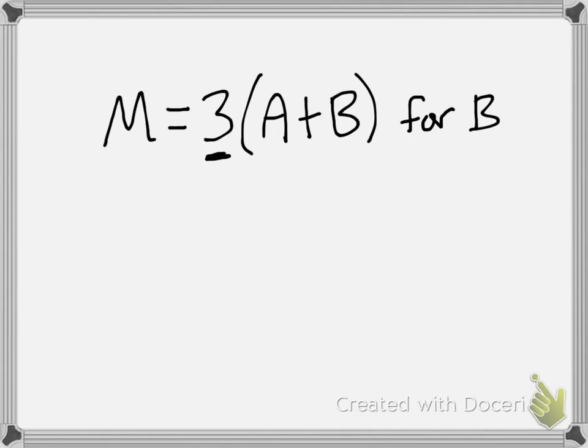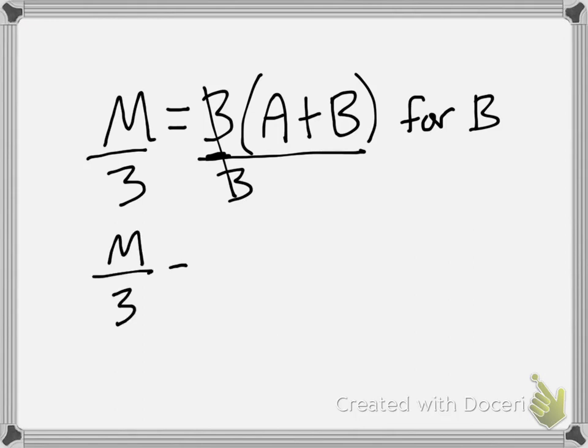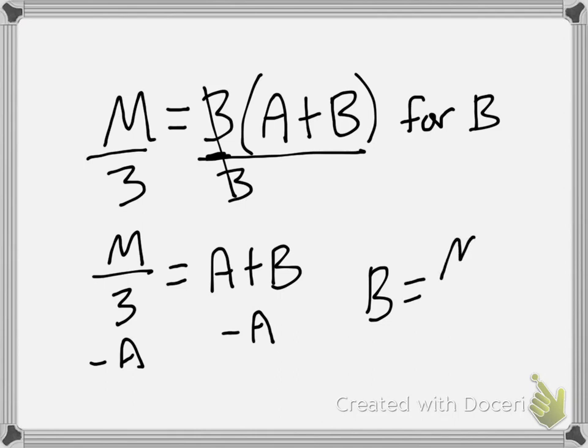So to get rid of times 3, we can divide by 3. So this becomes m over 3 is equal to a plus b. I can drop the parentheses now because I don't have any more distributive property. I got rid of the 3. And now to solve for b, I just have to minus a to both sides. So my b value in this case is m over 3 minus a. If you need anything from this one, go ahead and grab it. I'm going to erase it off.